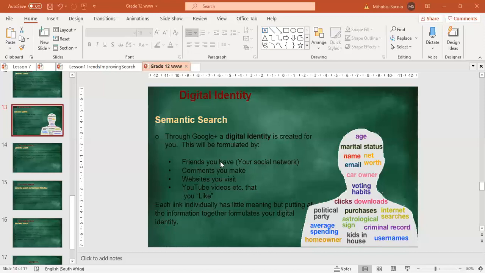So Google knows that if I log in, if it sees this email, this is what the person is possibly wanting to do. Maybe it will show your favorite videos, or some of your websites are going to show the ones that you are most likely to visit. Each link individually has little meaning, but putting all the information together formulates your digital identity.